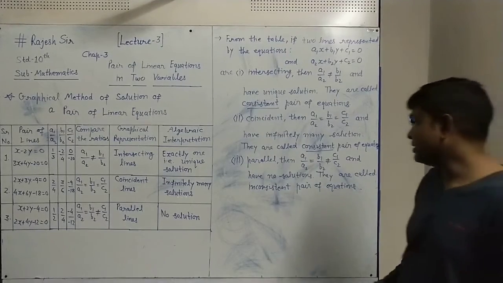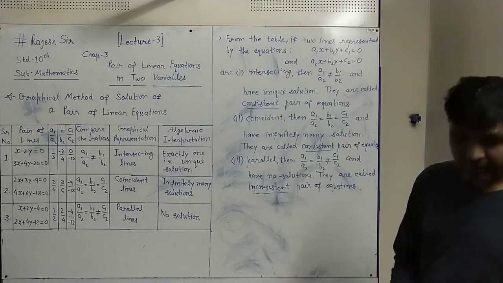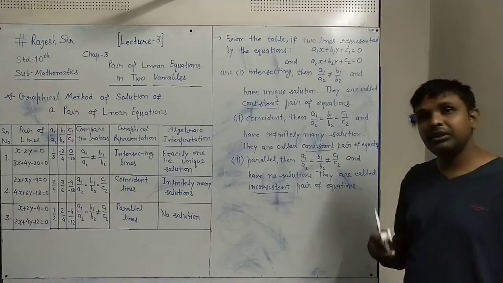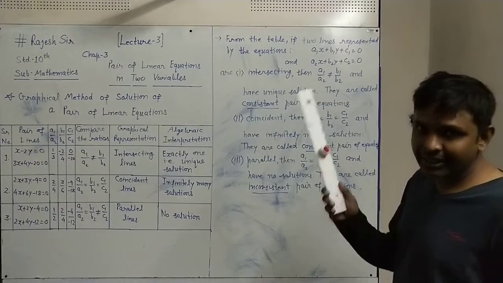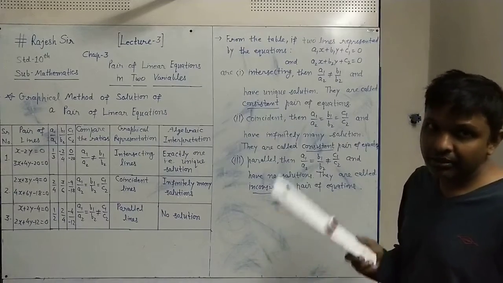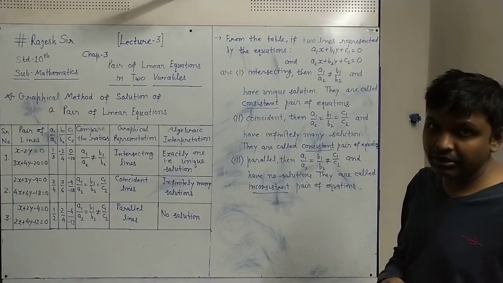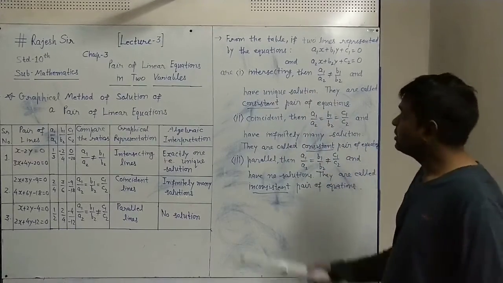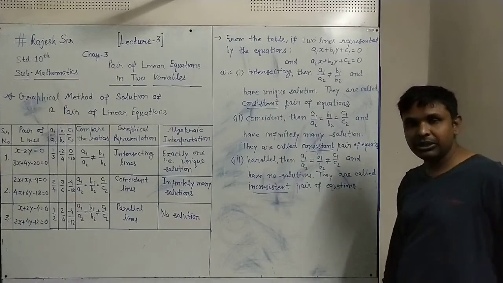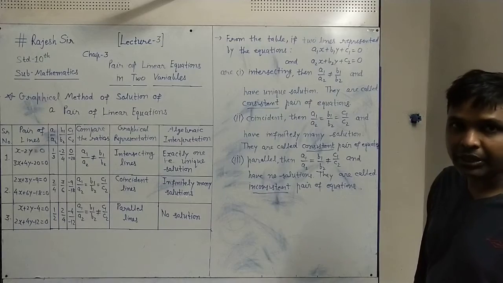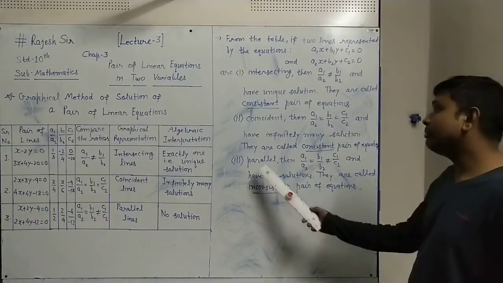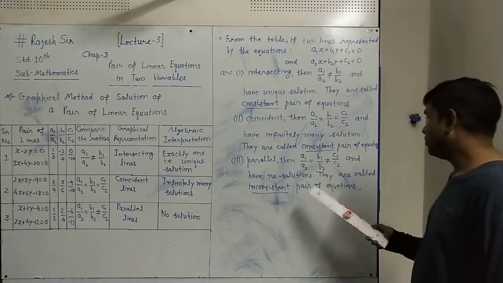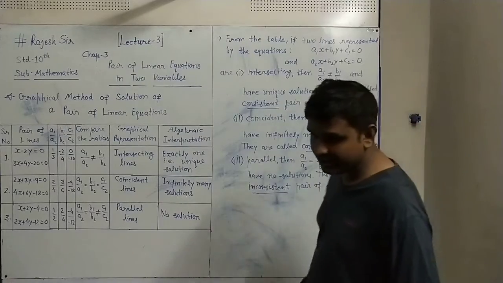So when we say consistent and when we say inconsistent: if we have a solution, whether one or many, that is, in a graphical way, if the two lines are intersecting each other or coincident, then they are a consistent pair of linear equations. Consistent means they have a unique solution or infinitely many solutions, meaning intersecting or coincident. And if the two lines are parallel, they are not intersecting each other, they have no solution, and they are called an inconsistent pair of linear equations.